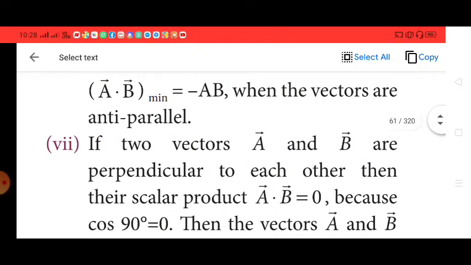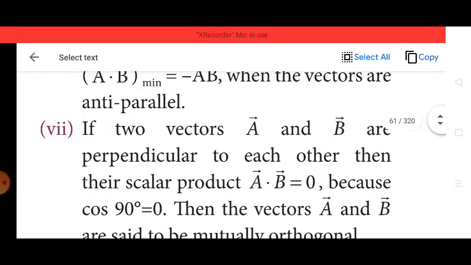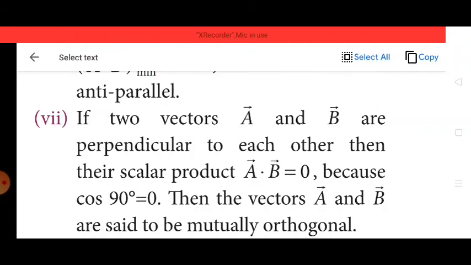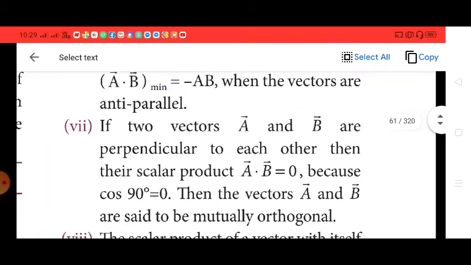Seventh point, if two vectors a vector and b vector are perpendicular to each other, then the scalar product a vector dot b vector is equal to 0. Because cos 90 degree is equal to 0, the vectors a vector and b vector are said to be mutually orthogonal.